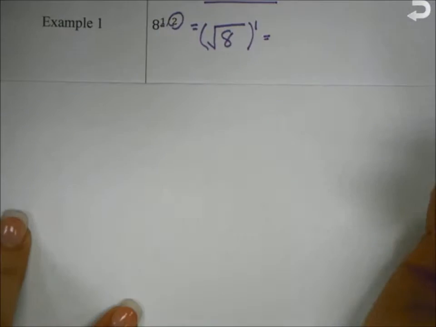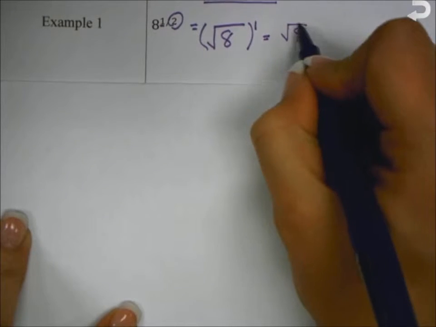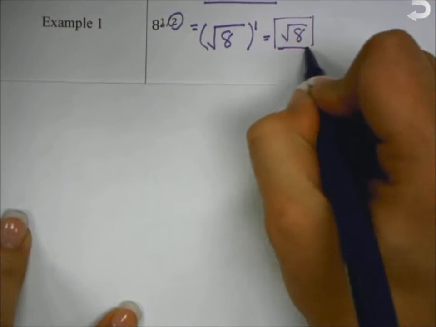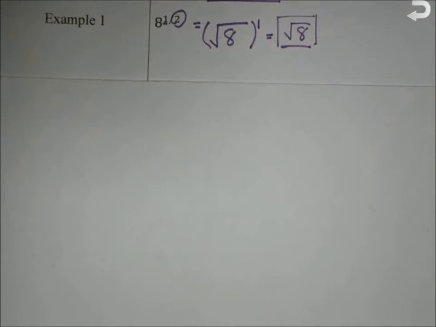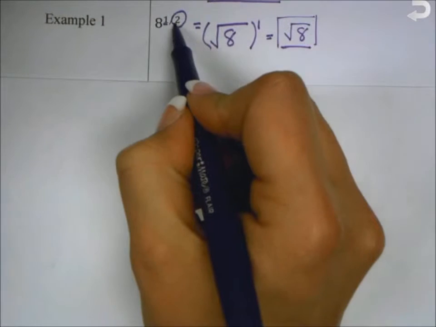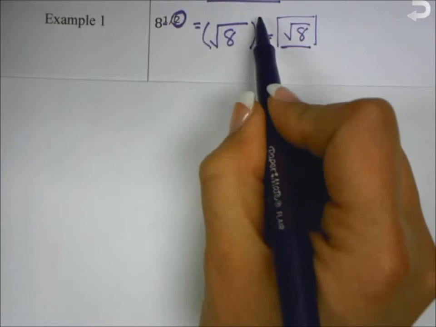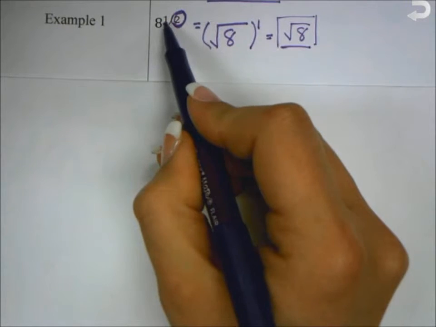So the denominator tells us what the index of the radical is. The numerator tells us what the power is. And any time we have a denominator of 2, that's just the same as taking the square root.